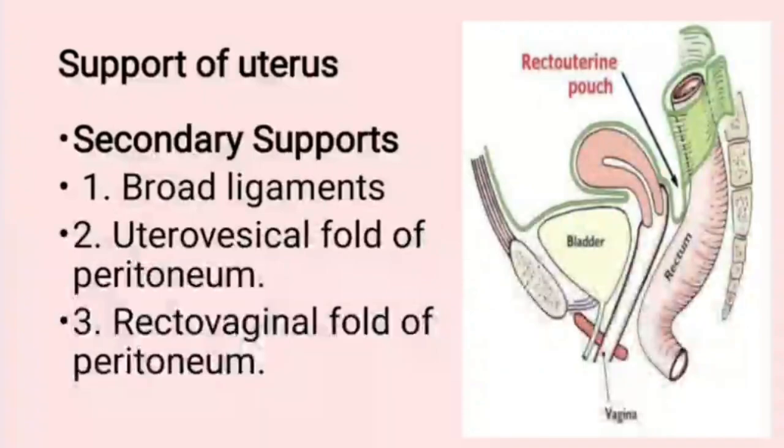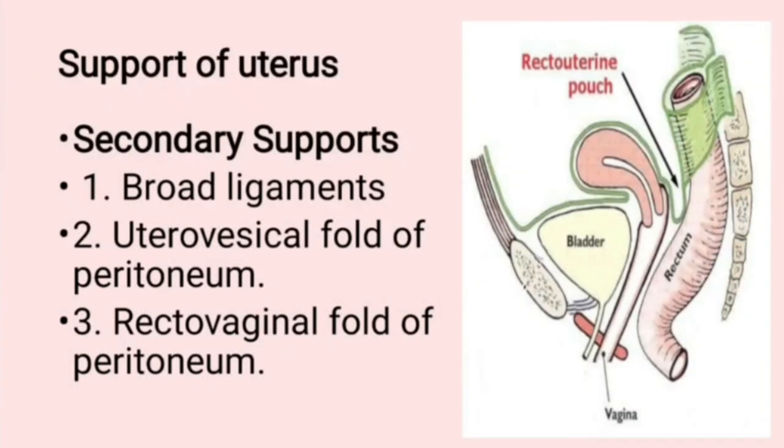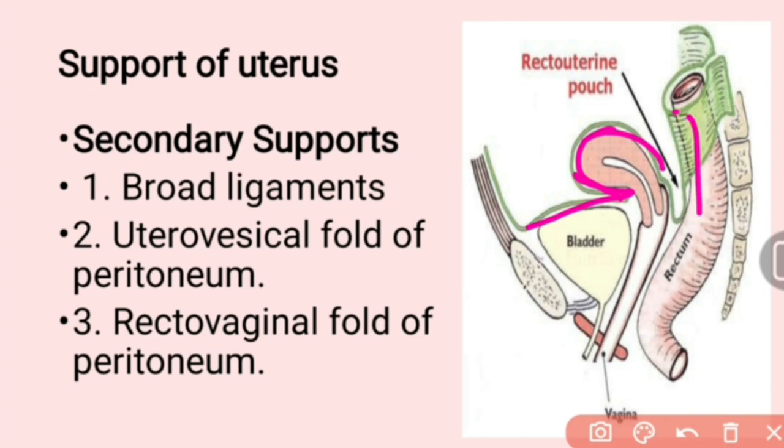Now the secondary support. One is the broad ligament, that is covering the anterior and posterior surface of the uterus, but not the lateral border. And the uterovesical fold of the peritoneum. This is the uterovesical fold of the peritoneum and the rectovaginal fold. This is the rectum, this is the vagina, and this is the rectovaginal fold. This gives the secondary support of the uterus to maintain its normal position.